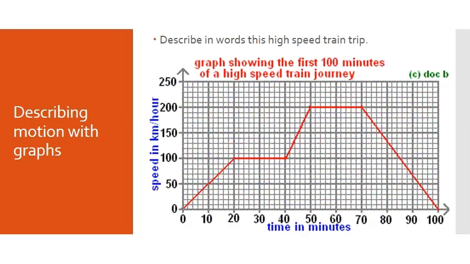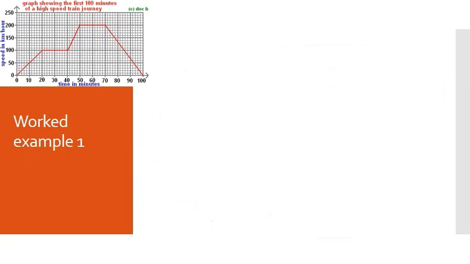Here's another graph. This describes a high-speed train trip, showing the first 100 minutes of the trip. And along this axis, it's not hours this time, but minutes. And we've got the speed in kilometres per hour. And so the task for you is to describe this high-speed train trip. I'll just put it up to the side and we'll work through this example.